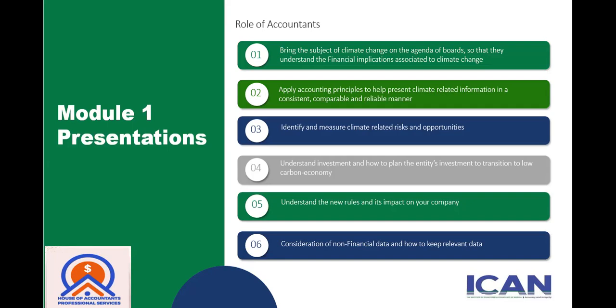Number four, understand investment and how to plan the entity investment to transition to a low carbon economy. That is, we should plan and strategize so that we know there's a way we can reduce the carbon we are burning. For example, if your compound, your business, your organization is 24/7 on the generator, disturbing the atmosphere and affecting climate change, why are they not going for solar? We have so many alternatives. Why is your company not going into a solar system? If you are looking for a business to start, why not go into solar?